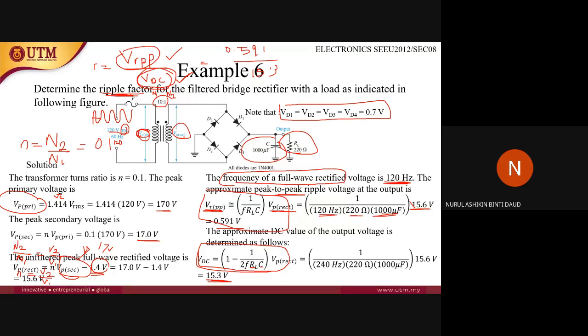Is that okay? For this question, the solution part, the calculation is quite long. So you have to be very careful for this one.